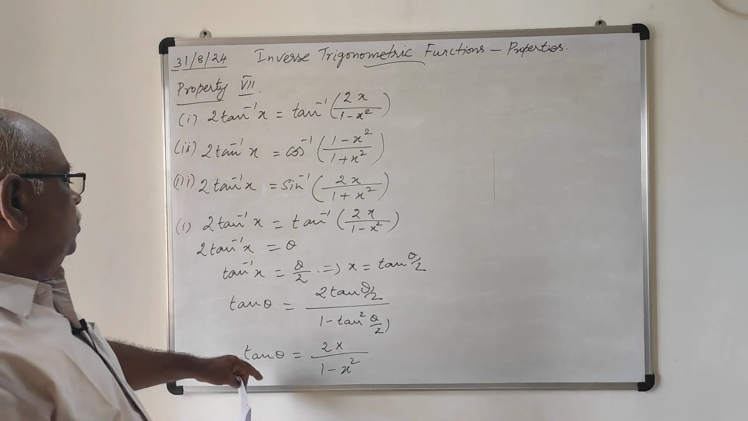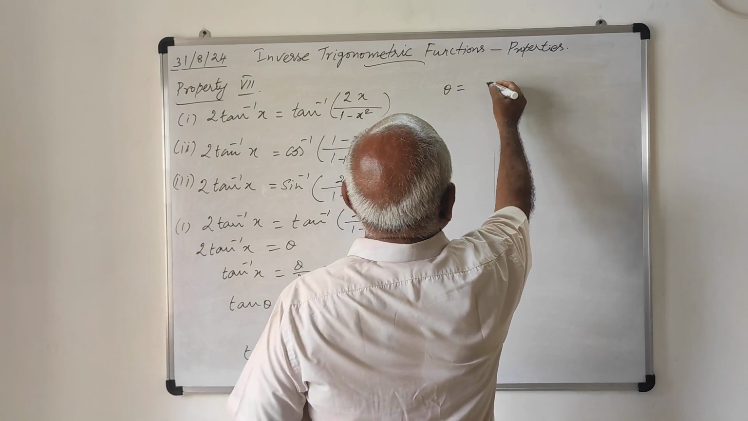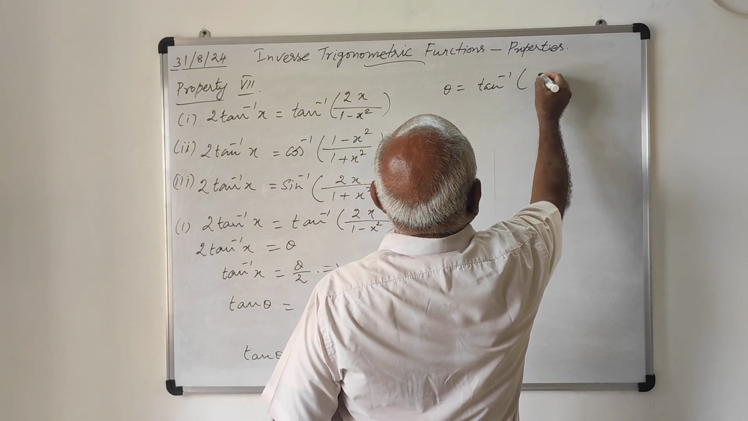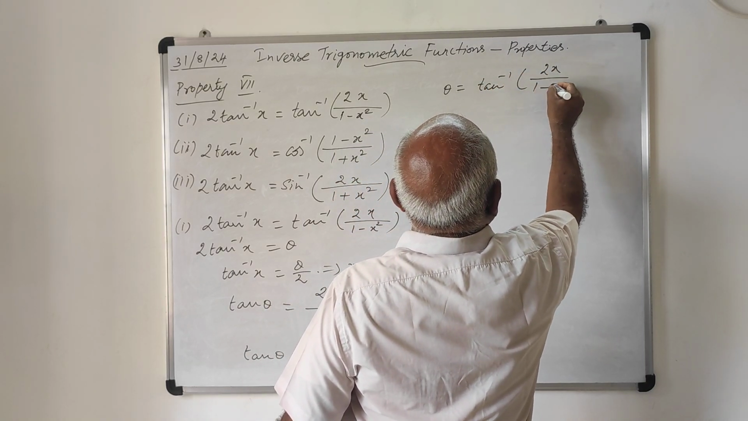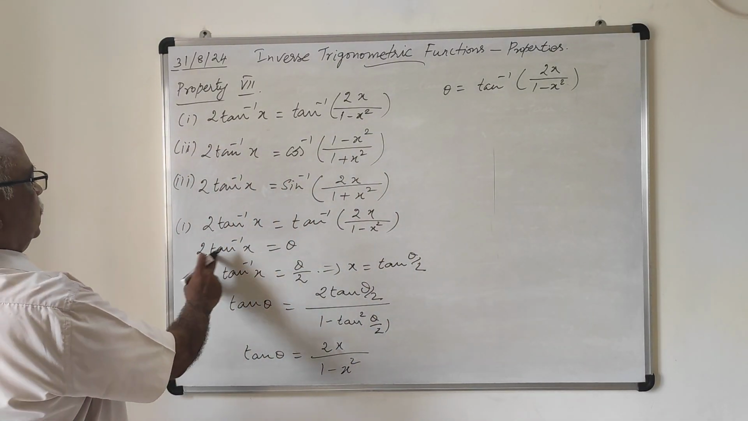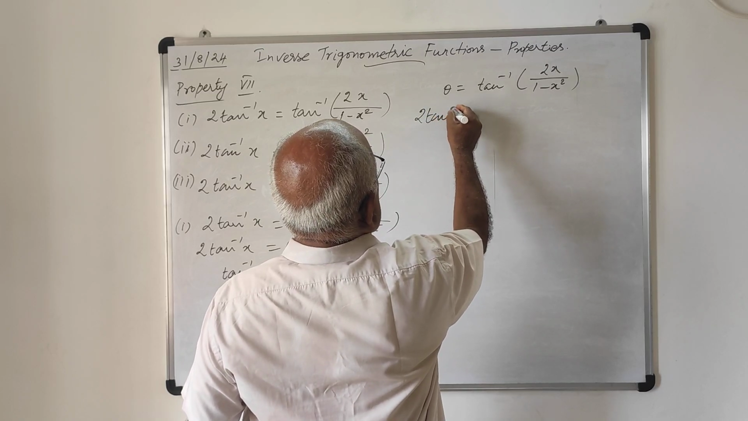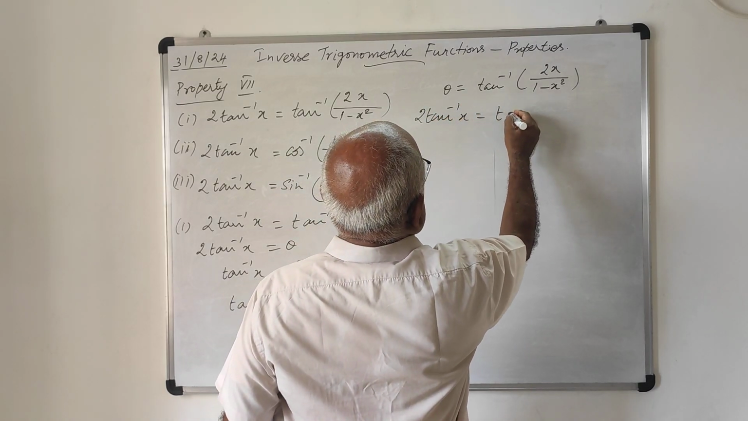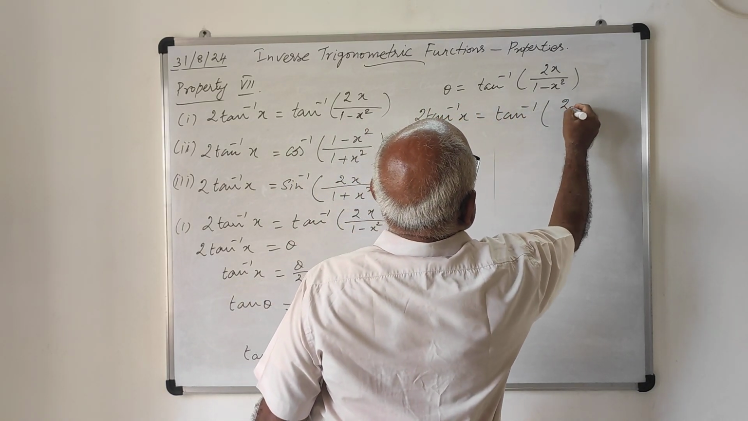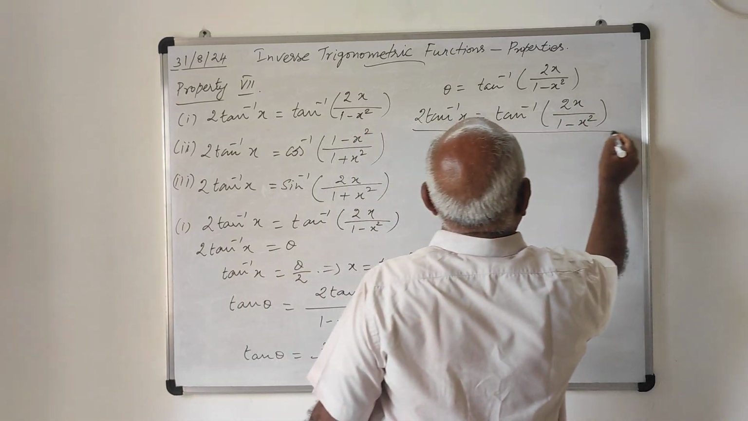From this theta equal to tan inverse of 2x by 1 minus x square. What is theta? 2 tan inverse of x. And you replace this theta: 2 tan inverse of x equal to tan inverse of 2x by 1 minus x square. That's all about the result.